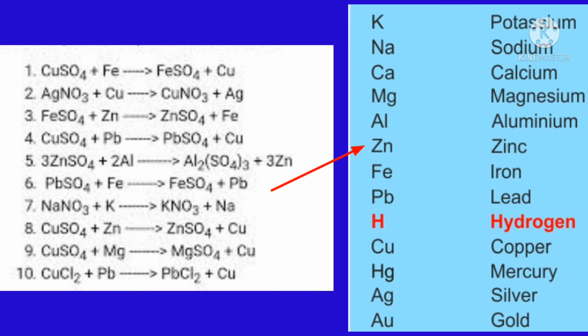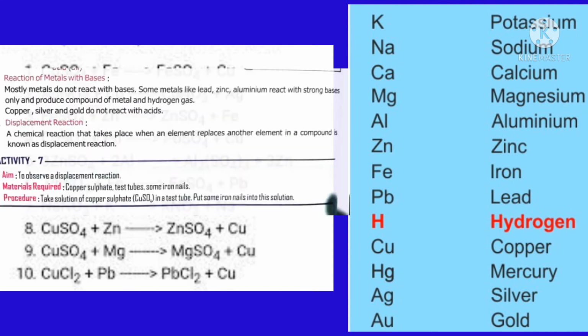So you have to write the product as aluminum sulfate and zinc. Iron place you have to write metal. So zinc place you have to write aluminum. Accordingly you will get aluminum sulfate salt.